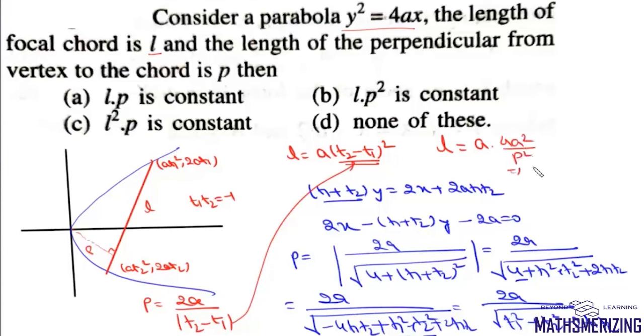So from here we'll get this result as L into p square is 4a cube, which is constant. So the answer to this question is option number B.